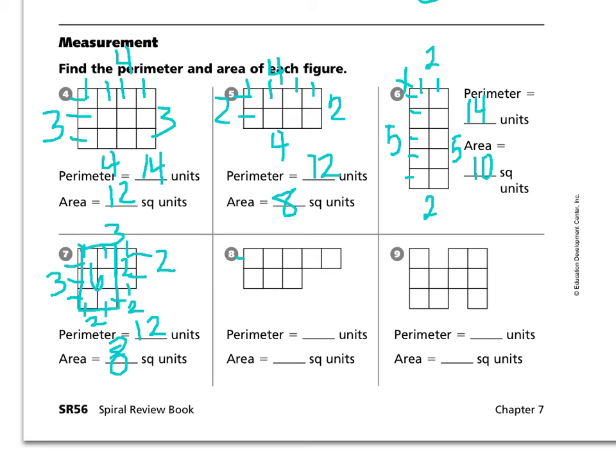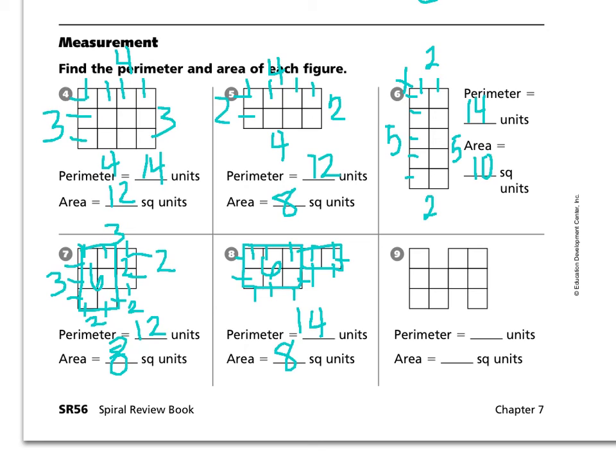For number 8, I have 1, 2, 3, 4, 5, 6, 7, 8, 9, 10, 11, 12, 13, 14 for my perimeter. You can count them like that, or you could have done what we've done in previous ones. For area, I have what looks to be a 2 by 3, which 2 times 3 is 6, and then 2 more, which would be 8.